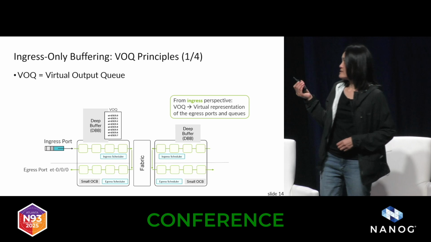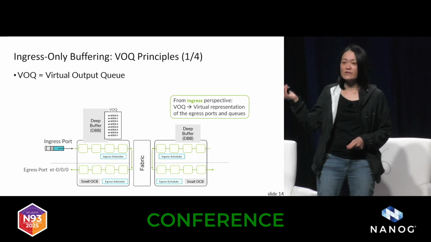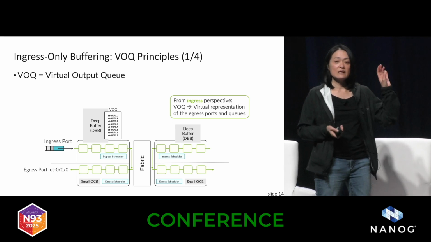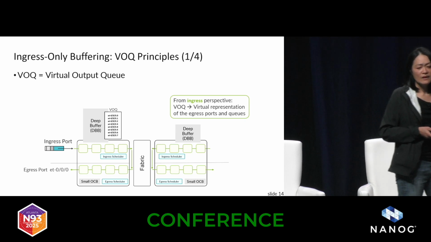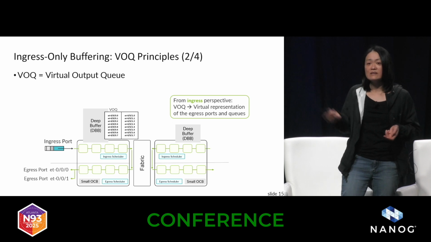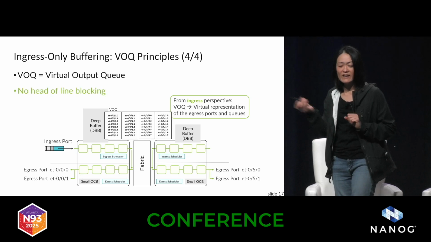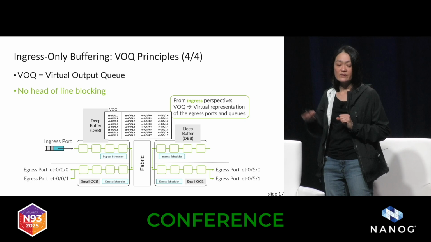And so if you see in this picture, for every single egress port, in this example, we have one egress port, and say this egress port has 8 queues. In that case, we need to implement 8 VOQs on the ingress. And so for every single egress port, as we add more egress ports, we add more VOQs on that ingress. So here we have 4 egress ports, then we have 4 times 8 VOQs on ingress.